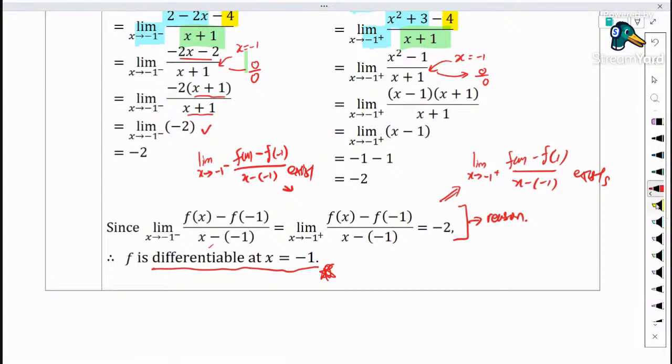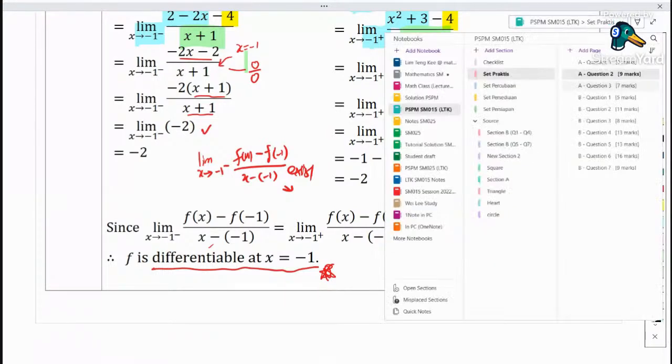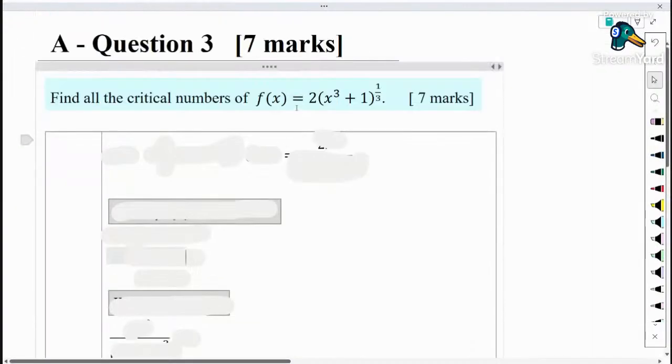And now we go on with the answer for the next question. Section A, question number 3. This one is regarding chapter 10, the application of differentiation. They ask us to find all the critical numbers of the function f(x), where the function is equal to 2 bracket x to the power 3 plus 1, to the power 1 over 3.